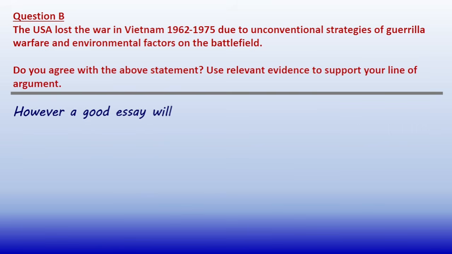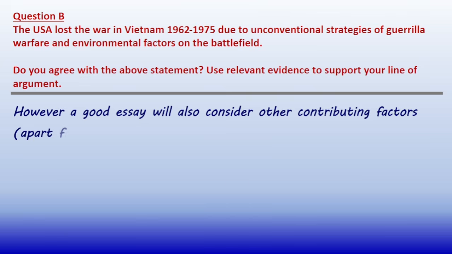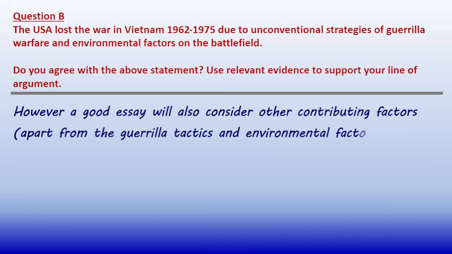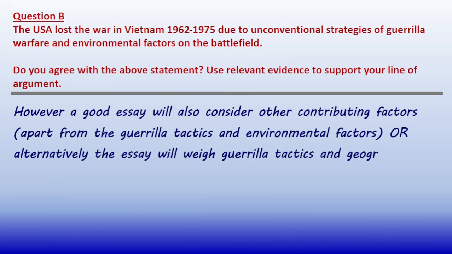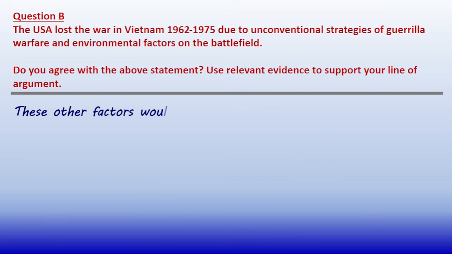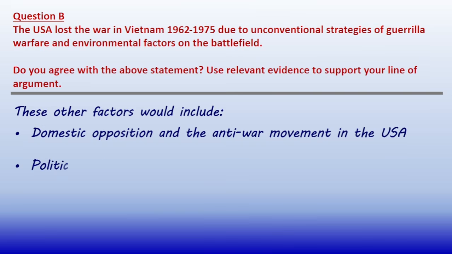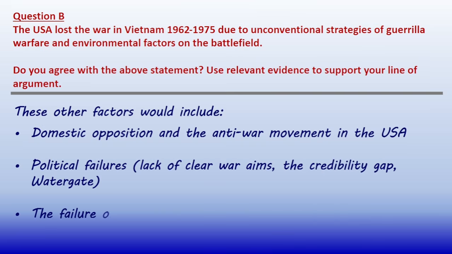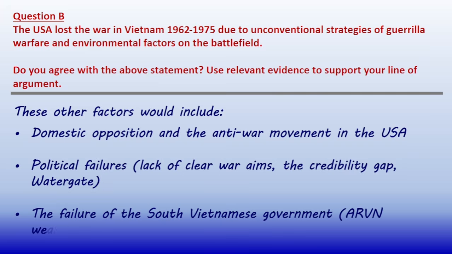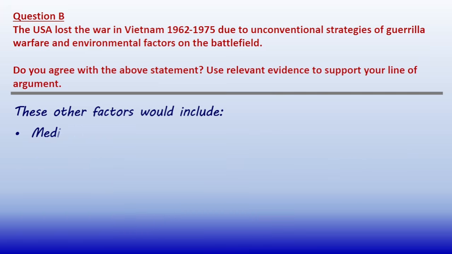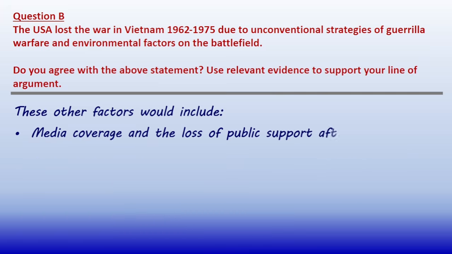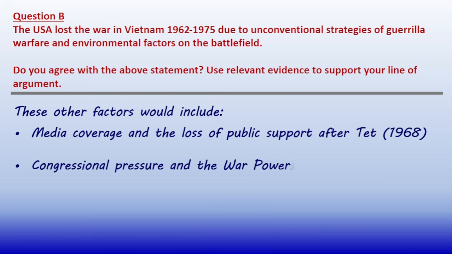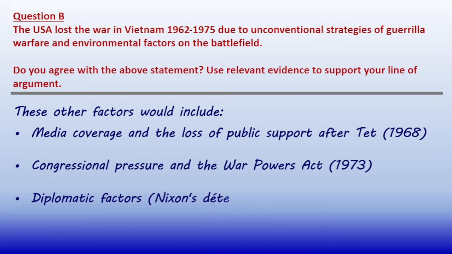However, a good essay will also consider other contributing factors apart from the guerrilla tactics and environmental factors. Or alternatively, the essay will weigh guerrilla tactics and geographic factors on one hand against other factors. These other factors would include domestic opposition and anti-war movements in the USA, political failures, the failure of the South Vietnamese government, that is the ARVN weakness and corruption, media coverage and loss of public support after Tet Offensive, congressional pressure, and diplomatic factors such as the Paris Peace Accord.